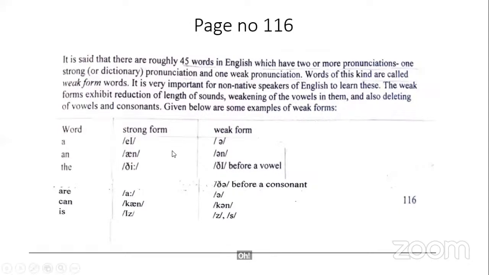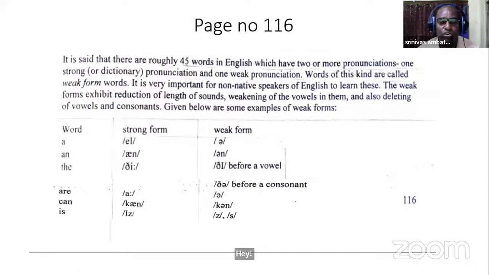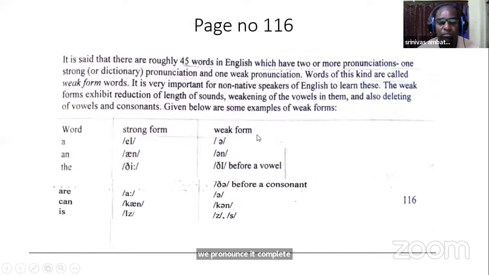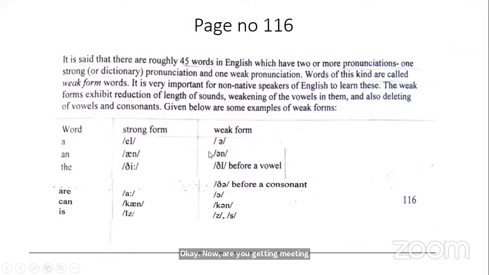Example: the first word is the article A. The strong form is A, but if I use it in another word, I will not say A, I will say a. Explain what is strong form and what is weak form. In strong form, we pronounce it completely, full sound. Weak form, we do not pronounce completely. In Telugu, it is like swallowing the sound. Are you getting me? You will understand it in the next also.